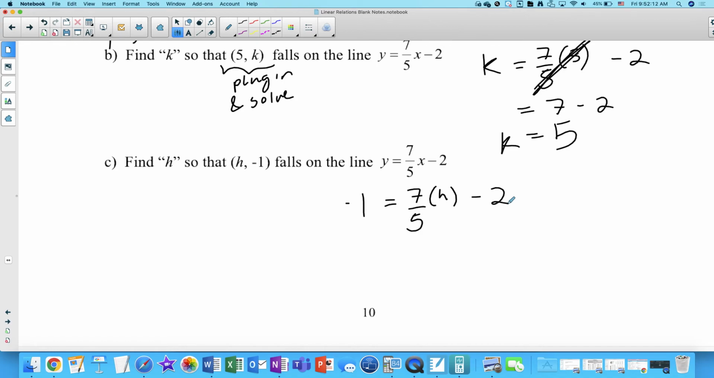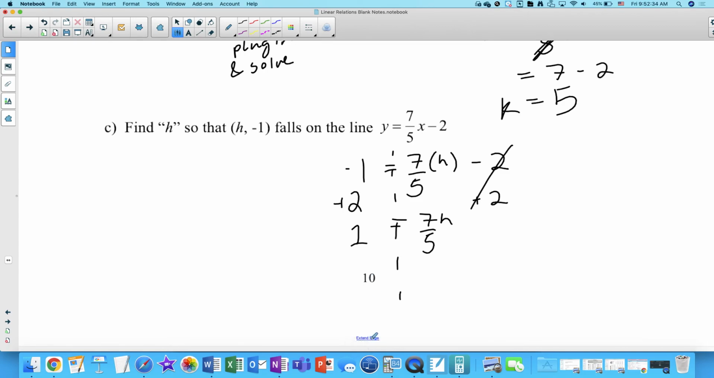We'll get to that. Okay, so this goes away. On this side, I have 7 over 5h equals negative 1 plus 2, which is 1. Now with the fraction, essentially, we have to do both multiplication and division. We have to undo multiplication and division, right? Multiplying by 7, dividing by 5.